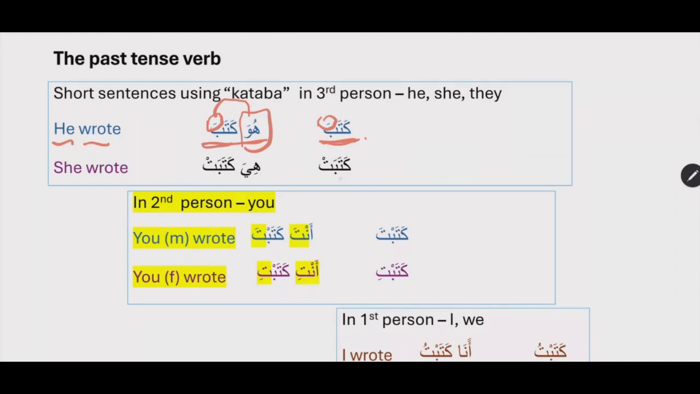Likewise, katabat is "she wrote." You can say it like this, which is she wrote, or you can say it this way here, katabat. Same thing, she wrote. Technically speaking, if you translate it, it is "she wrote." You're using the word she twice, which is not really necessary, but for us, it's easier to remember it.